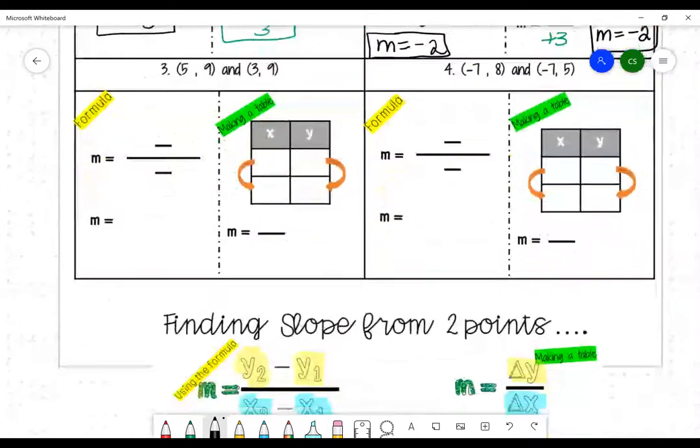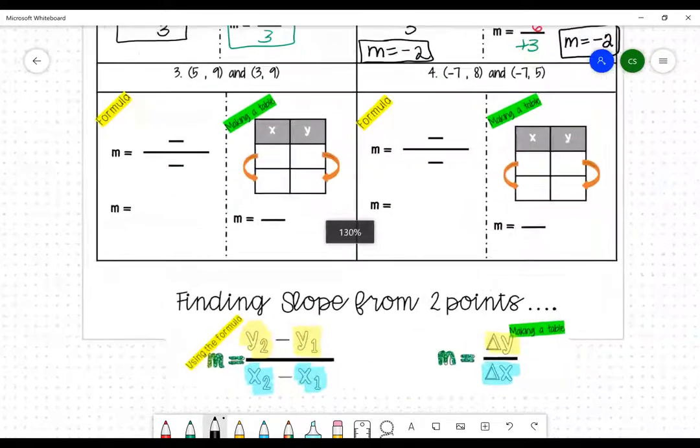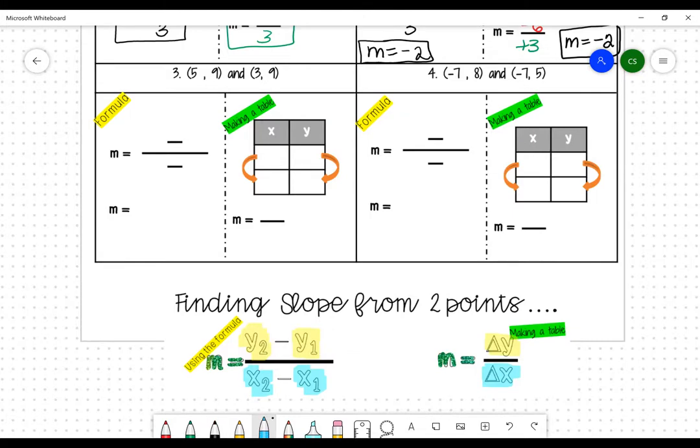All right, let's do two more examples. All right, I have (5, 9) and (3, 9), where 5 is my first x value and 9 is my first y value. 3 is my second x value and 9 is my second y value. Substitute them in. y2 is 9, y1 is 9. x2 is 3 and x1 is 5. Now I simplify. 9 minus 9 is 0 and 3 minus 5 is a negative 2. Well, 0 divided by negative 2 is 0, so that means I have no slope.